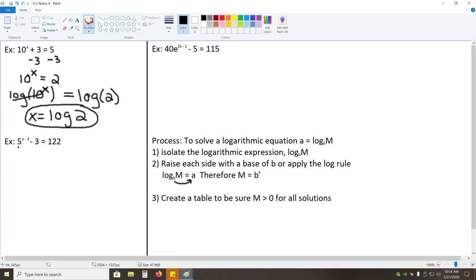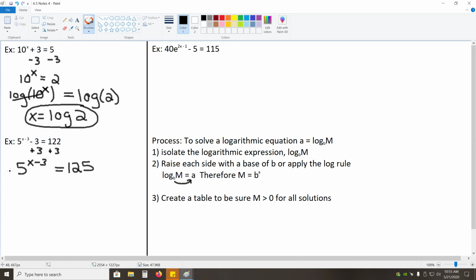Alright, from here we now have 5 to the x minus 3, minus 3 equals 122. Take a moment, pause the video, see if you can't work through this one. Okay, so trying this together, first thing we have to do is get this 5 to the x minus 3 by itself, so we'll add 3 to each side of the equation, giving us 5 to the x minus 3 equals 125.